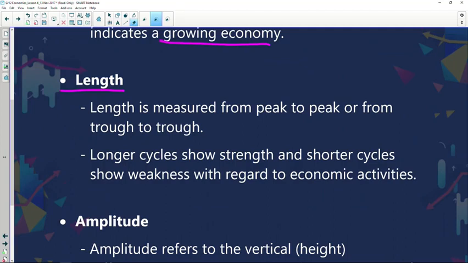So this is based on the diagram that we looked at when we first introduced the business cycles. Longer cycles show strength and shorter cycles show weaknesses with regard to economic activities. So if from peak to peak we've had a very long cycle, that shows the strength of the economy at that particular period. And if we had a very short cycle from peak to peak, we can't say that was really a strong cycle because of its length. So it will be considered more of a weak cycle if it had a shorter length.